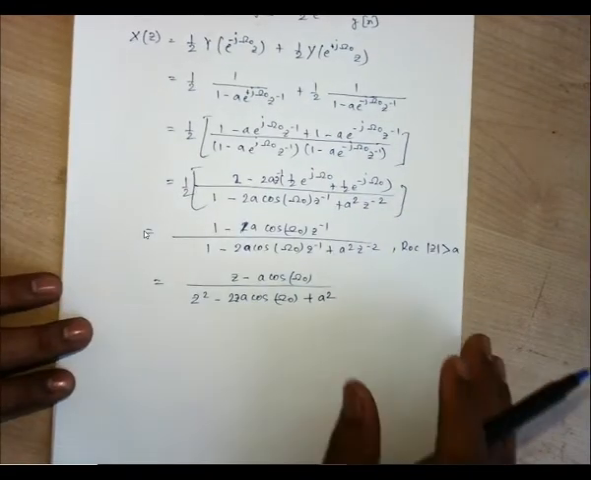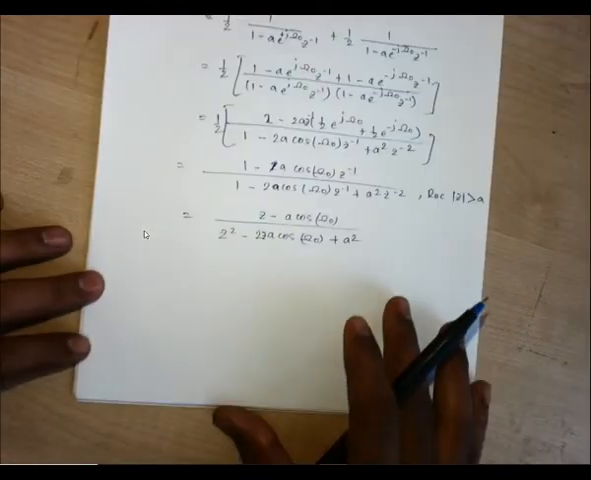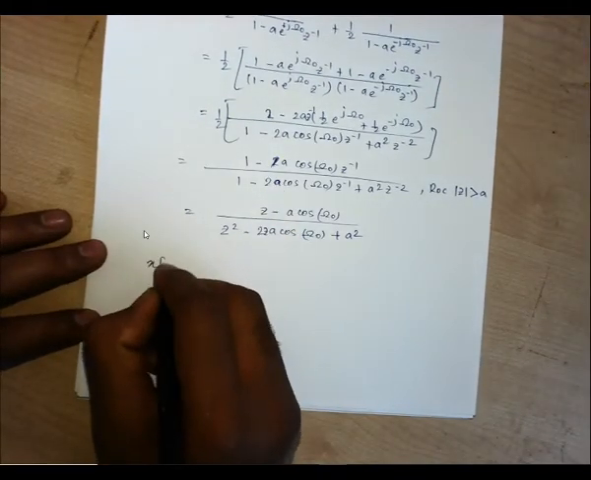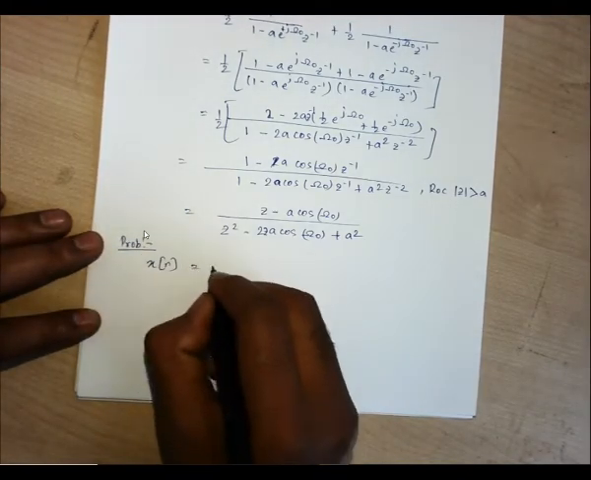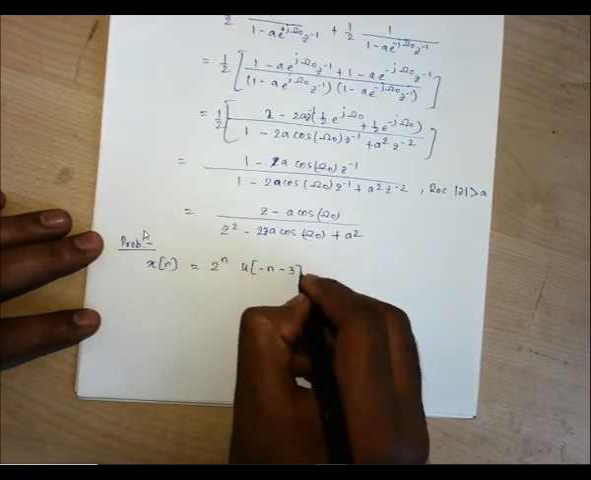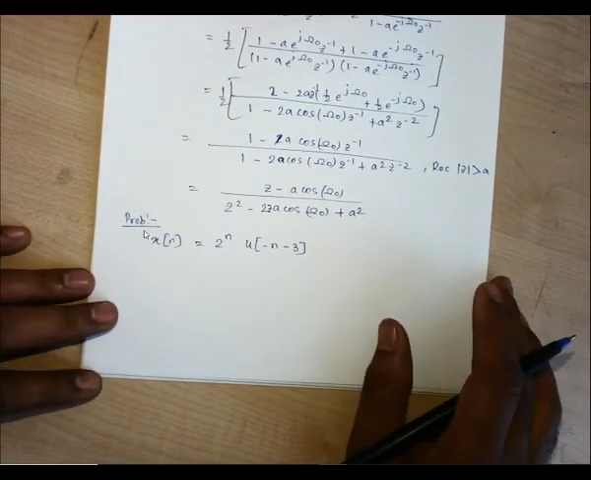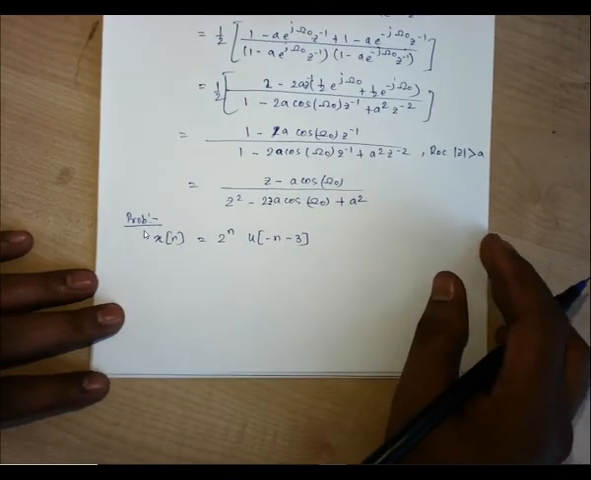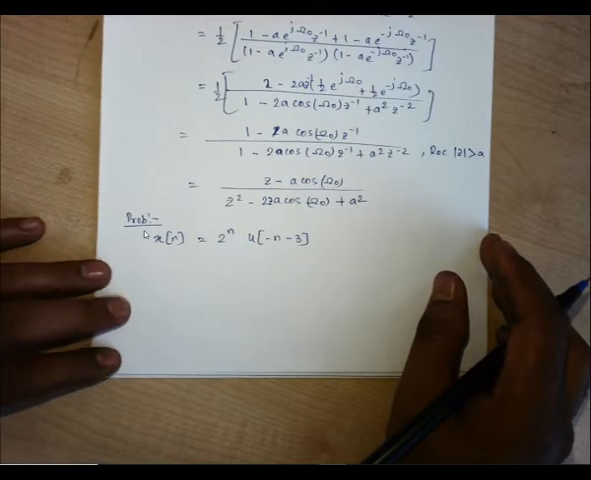If there is any other problem. This part, that is given as x of n, is given as 2 to the power n u of minus n minus 3. So for that case, just tell me what will be the z transform for this problem.